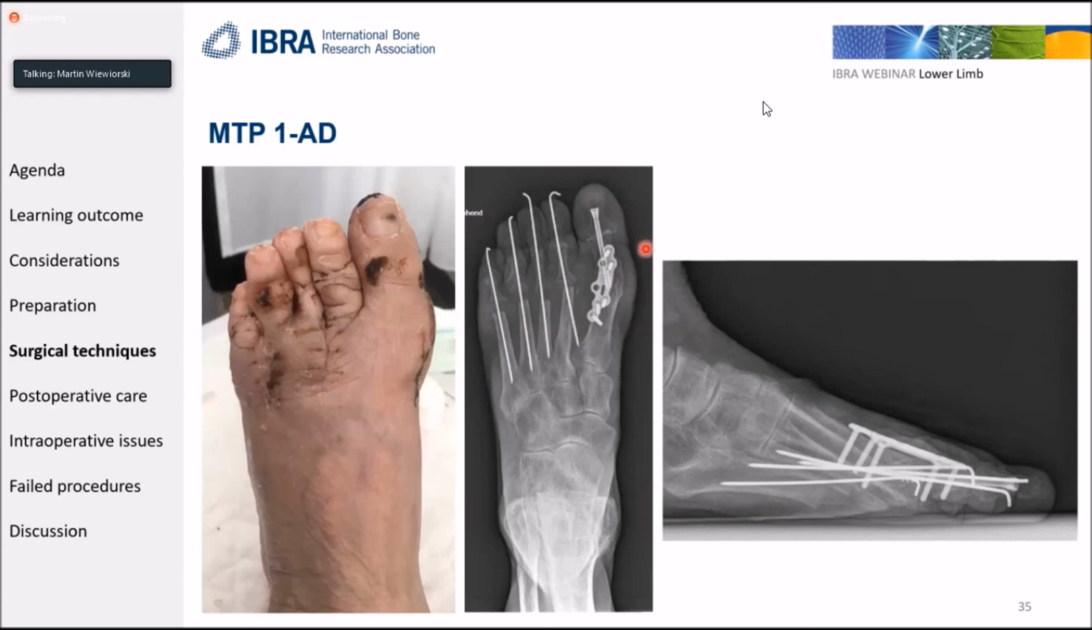There was no way I could restore the MTP 2 to 5 joints, so I just did a resection of the base and then the proximal phalanx heads and transfixed them with K-wires. I resected the IP joints of the toes, and basically I did a hammertoe fusion, and so this is how it looks.